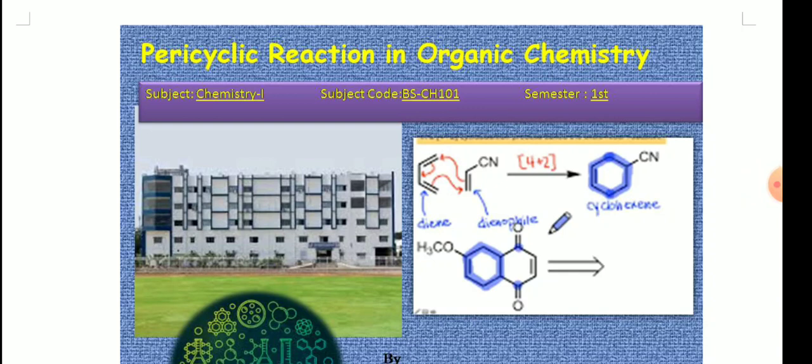And students, here we'll discuss a very simple and normal example of a pericyclic reaction. But students, the importance of the pericyclic reaction is very, very crucial in organic chemistry synthesis, because a number of compounds can be synthesized by means of this pericyclic reaction by using just heat or h nu.